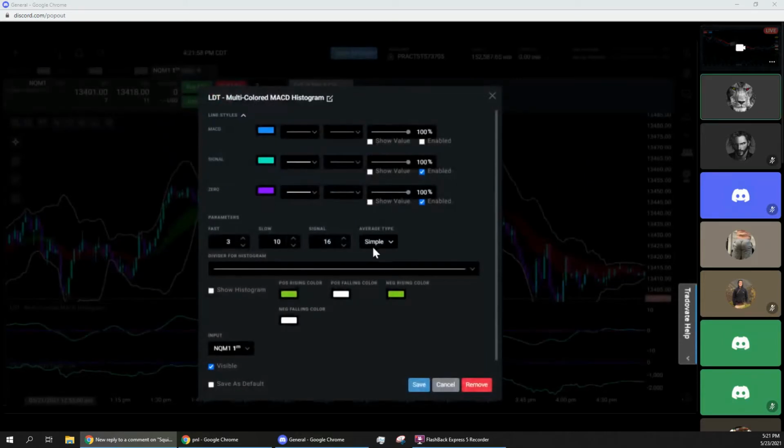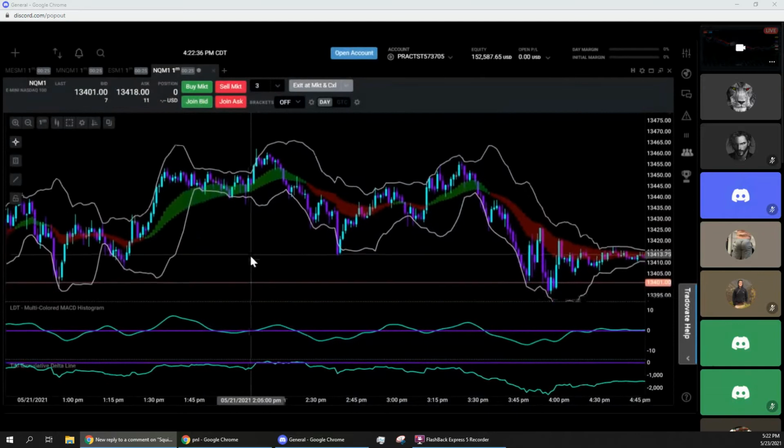This is the thing, right? You've got simple and you've got exponential. The 3-10 oscillator is made off the simple, not the exponential, so make sure you change that to simple. And it's just 3, 10, and 16. And I disabled the histogram, so the way this is set up is exactly the way the 3-10 oscillator is set up. You're going to have the exact same stuff, just cleaner. I don't like that histogram personally. Thank you, sir. No problem, man.